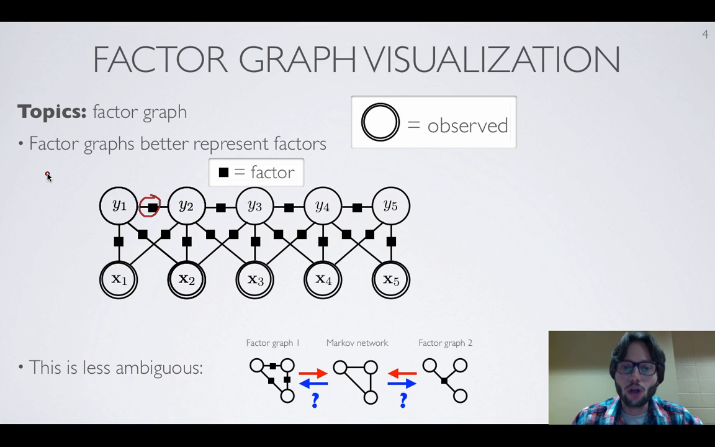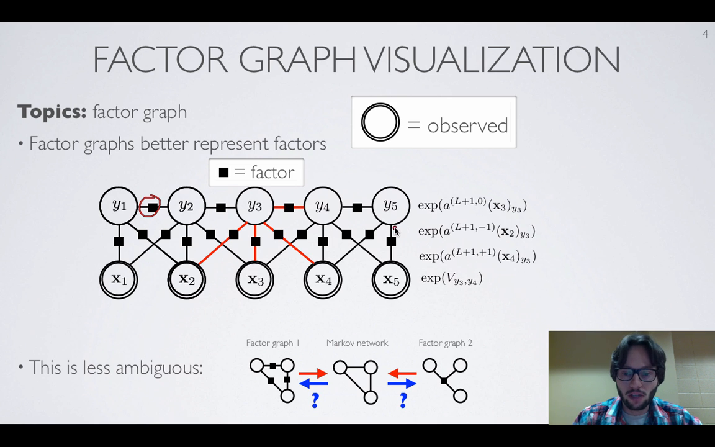Now each factor node is going to be connected to its arguments, to the random variables that correspond to arguments of the factor. So for instance, we have this factor here, and it's connected to y3 and x3 because it depends on x3 and it depends on y3. Similarly, I'm going to have this factor here, and it's going to be connected to x2 and y3, because again, it's a factor that depends on x2 and y3. And so on for this factor, and I also have a pairwise factor here, which is connected to y3 and y4 because it expresses a preference over the joint value of y3 and y4.